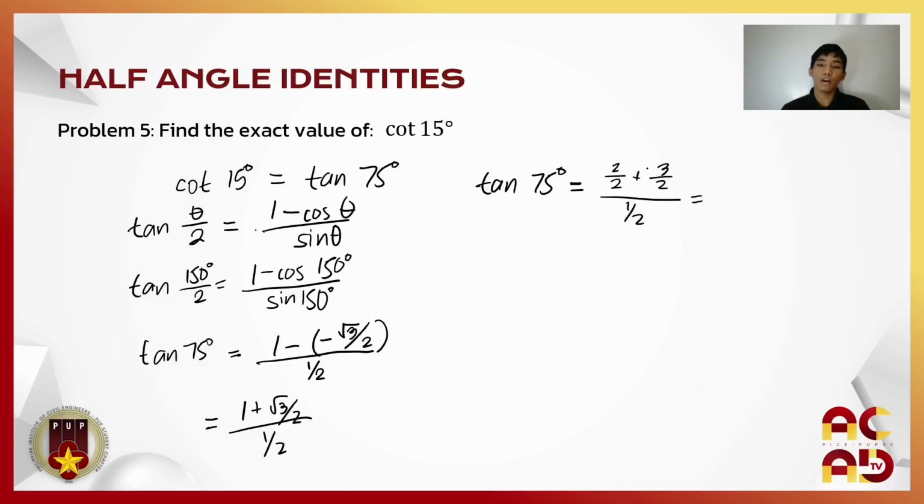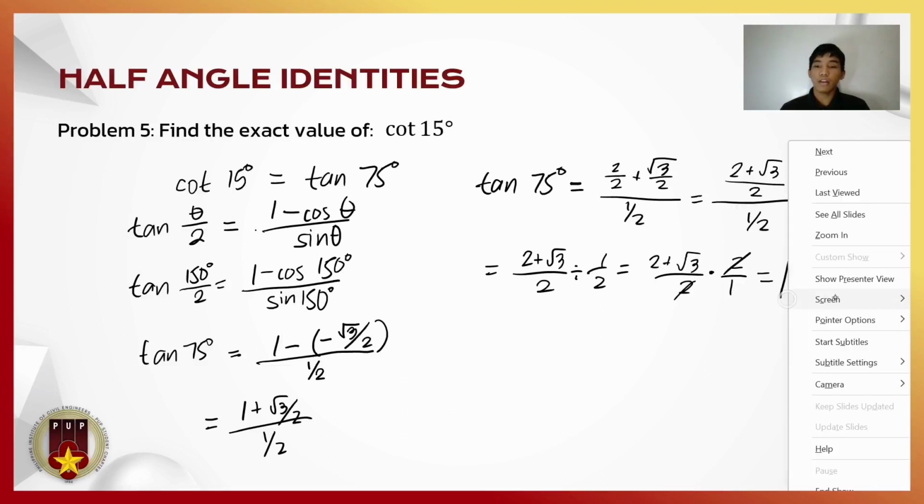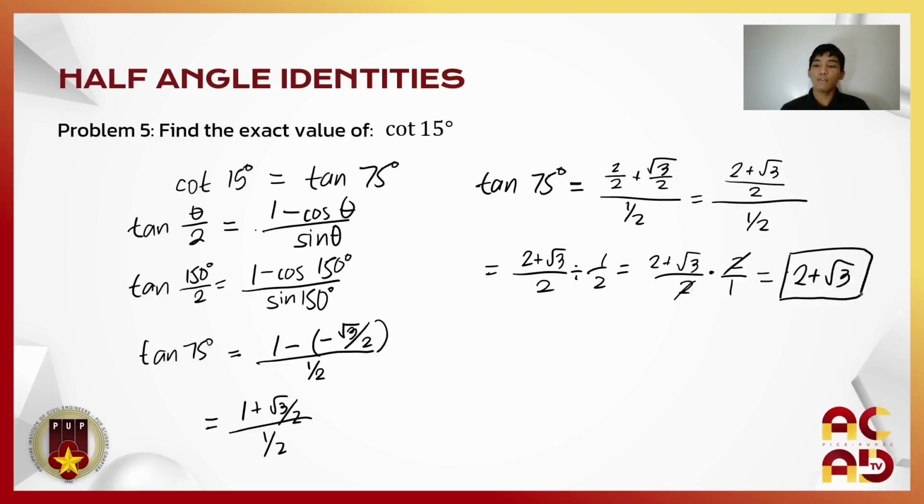So, 2 plus the square root of 3, all over 2. And then, divide natin siya by 1/2. So, di ba, kapag nagdi-divide tayo ng 1/2, parang nagmumultiply tayo by 2. So, kapag nagdi-divide 1/2, magiging multiply siya at marireciprocal. So, dahil dyan, maka-cancel out ito. Kaya ang final answer natin ay magiging 2 plus the square root of 3. So, ito yung value ng tangent 75 degrees or cotangent 15 degrees.